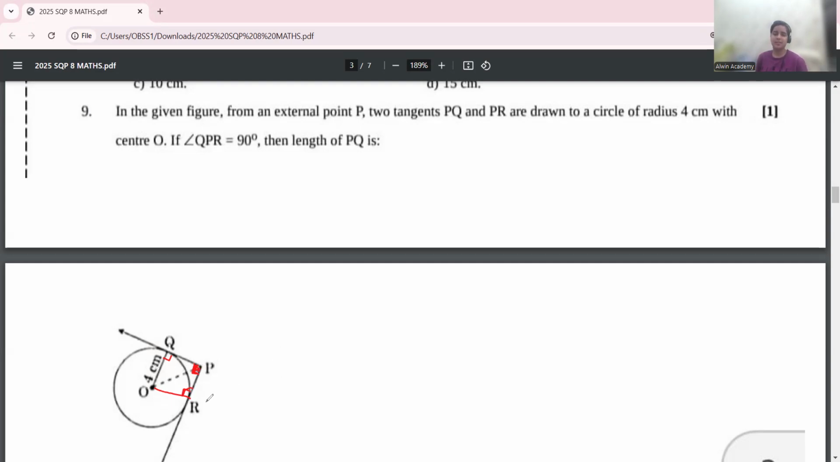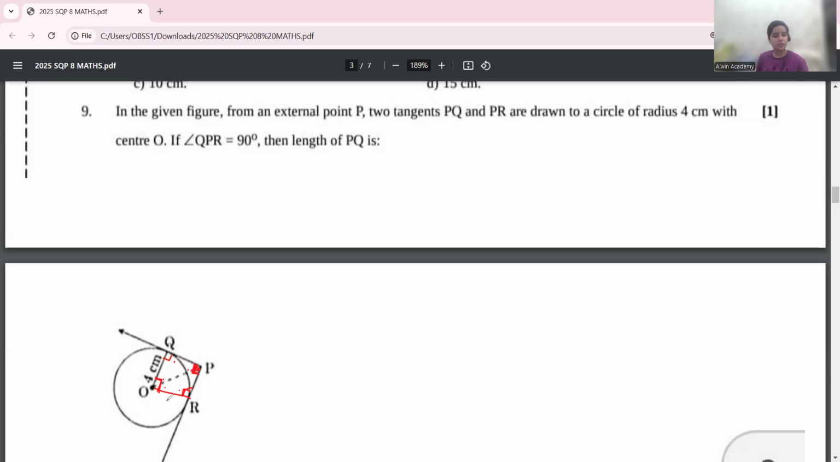This is the basic theorem we have in circles. Now, when we look at quadrilateral ORPQ carefully, we see that actually this angle O will also be 90 degrees by angle sum property. Hence, all of the four angles are 90 degrees only. So we can say that this is a rectangle for sure.